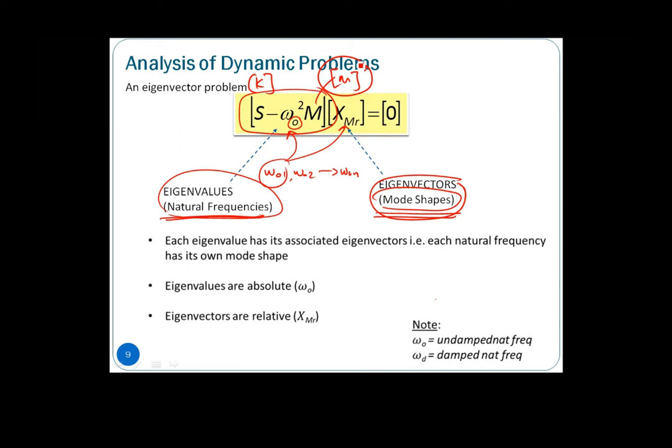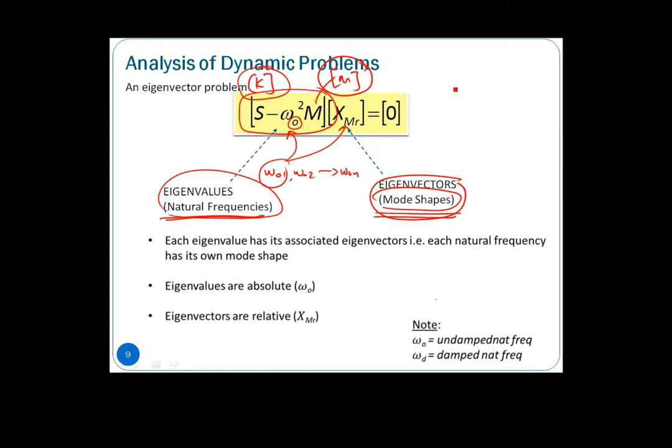So K, no problem. We have learned how to determine it. Later on, we will see how to determine the M. All right, so each eigenvalue has its associated eigenvectors. What it means here is natural frequency has its own mode shapes. Eigenvalues are absolute. The natural frequency is an absolute value. Eigenvector is a relative value. It's not absolute, so basically it's relative.